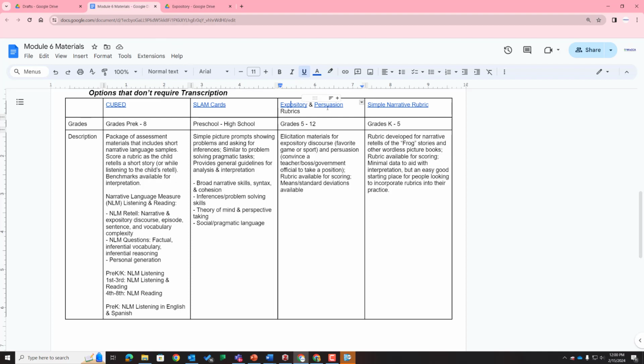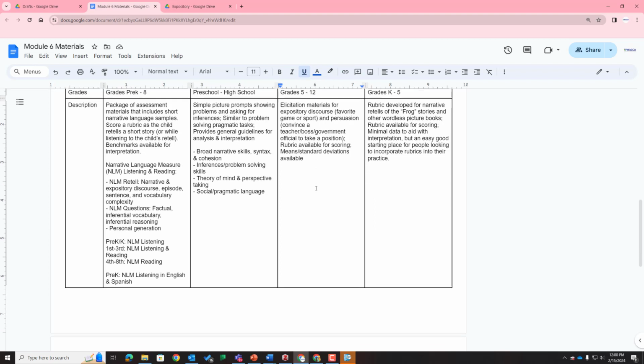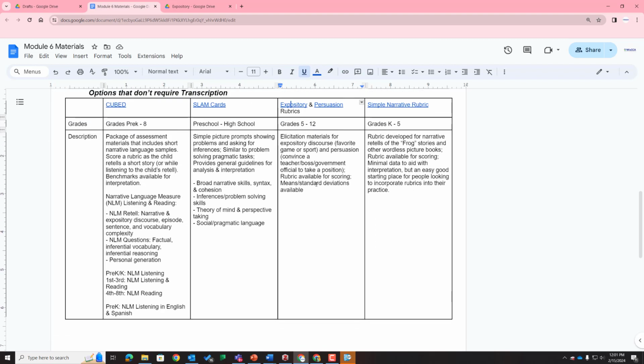We also have materials for persuasive discourse. So this is trying to convince a teacher, boss, or government official to take a position. And we have a rubric available for that and some means and standard deviations to help with interpretation. So if you're working more in middle school, high school, and you're interested in that higher level language, then I would think that these expository and persuasive tasks could be a really good fit for you.